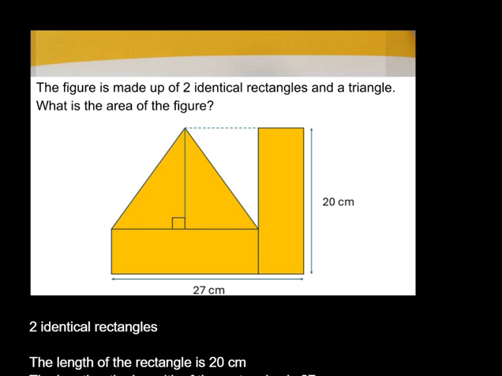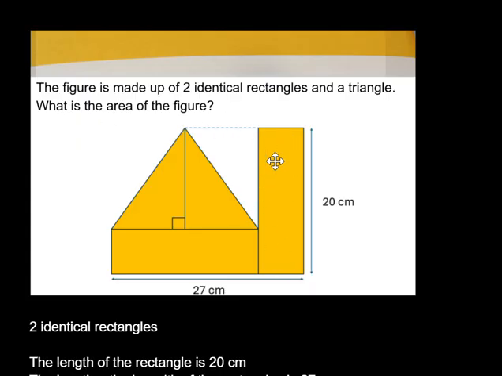Hi, let's look at this question together. This question is actually from the P5 workbook. The figure is made up of two identical rectangles and a triangle. What is the area of the figure?